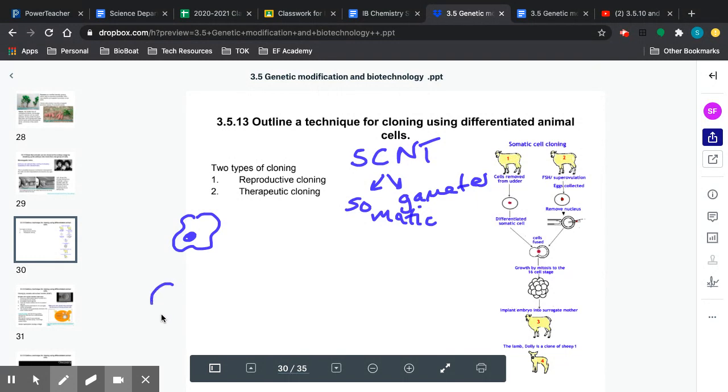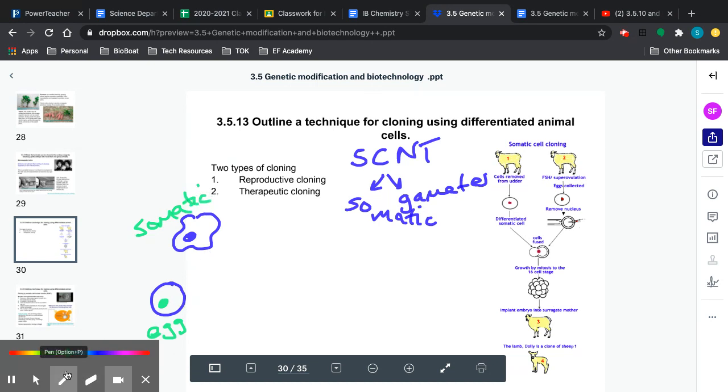So we have two cells here. The top one is, let's say, your cheek cell, and the bottom one is an unfertilized egg. So this is an egg down here, and this is your somatic cell because we got it from a cheek cell. The first thing we do is we enucleate this egg. So we remove this nucleus out of here. Now we have an egg without a nucleus. And then we transfer this nucleus into this egg. That's how you get the somatic cell nuclear transfer.